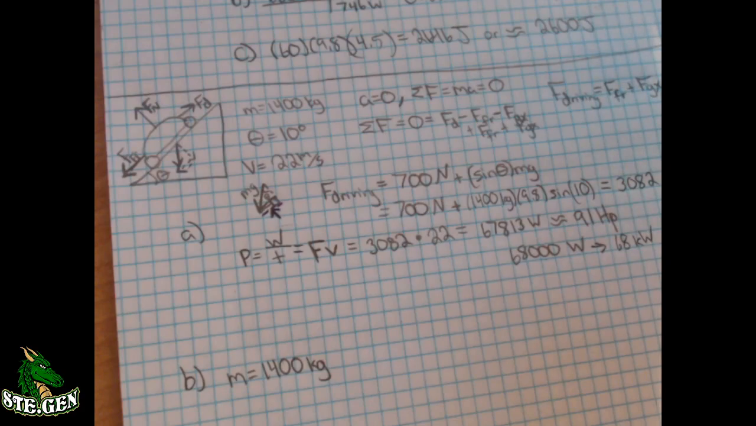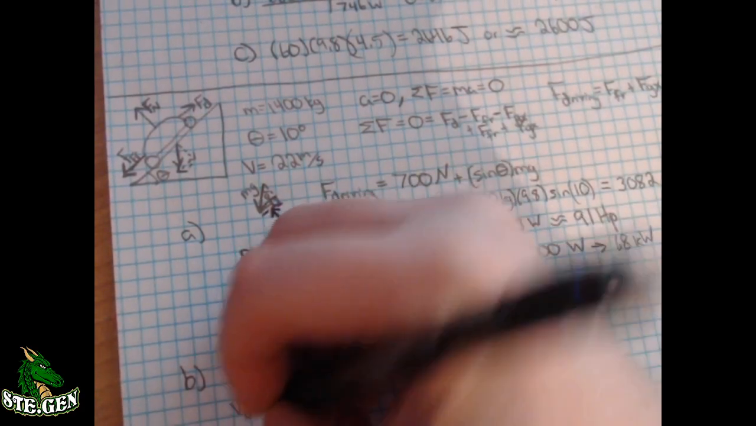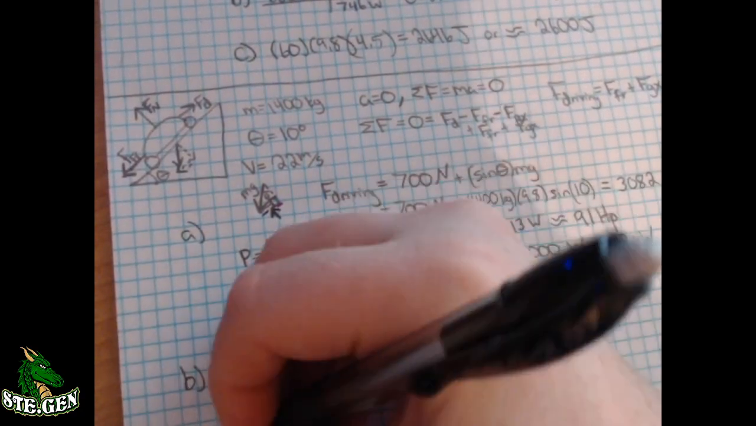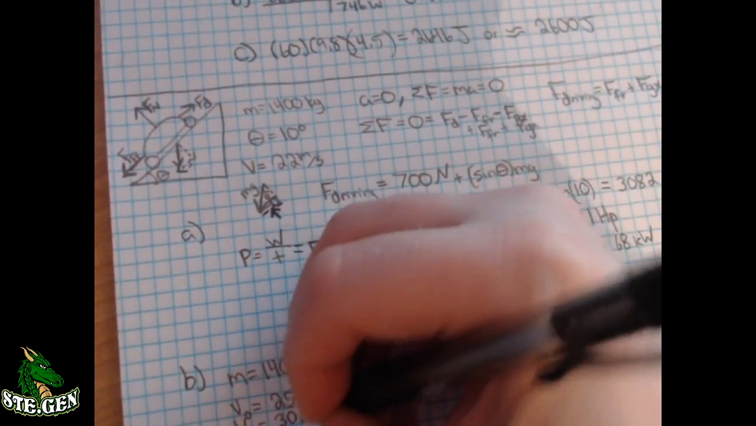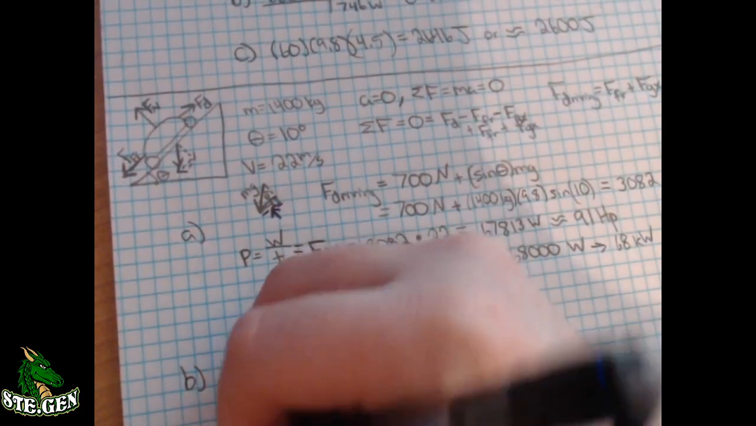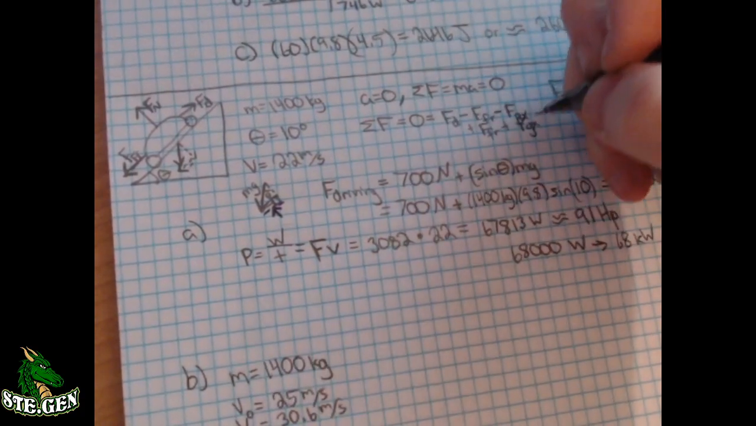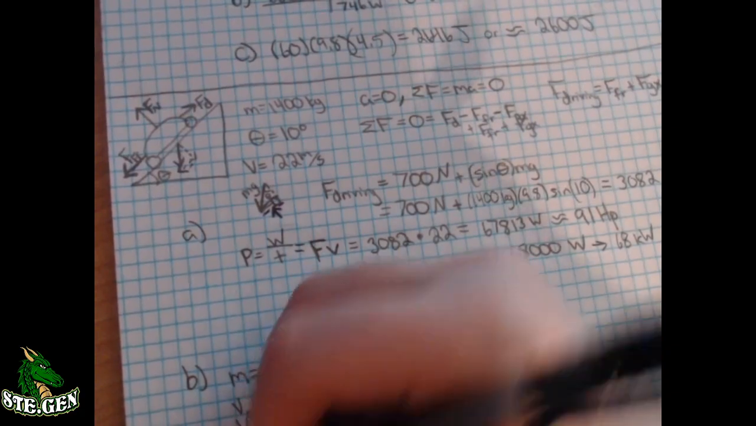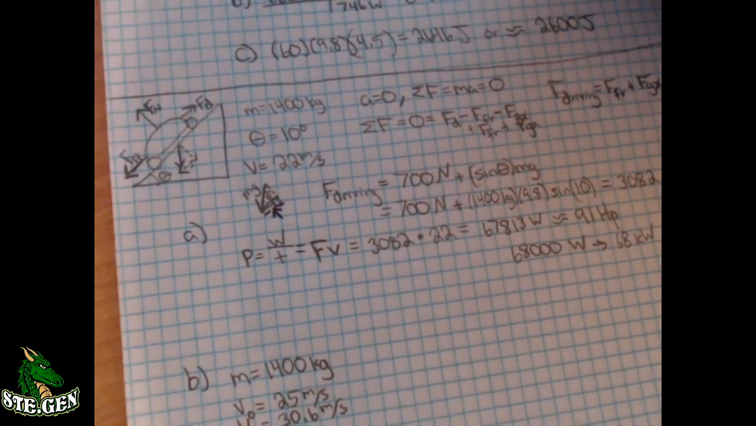And then it wants to know, well, now you're accelerating. You're going from an initial speed of 25 meters per second to a final speed of 30.6 meters per second in a time of 5 seconds. And it also says that there's the same frictional force. So our F of friction is still going to be 700 newtons.